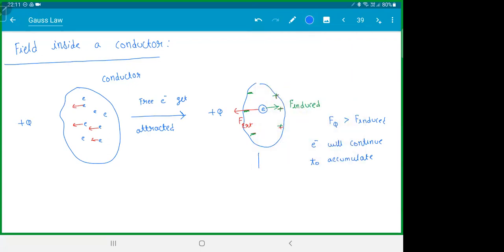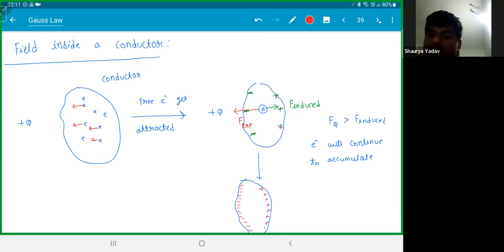Then what will happen? Because more and more electrons are going, at one point you have induced so many electrons here, so much charge induced here. You're getting this is an intermediate stage. The steady state hasn't come yet. Yes Shaurya? Yes, sir. This becomes so much plus here.